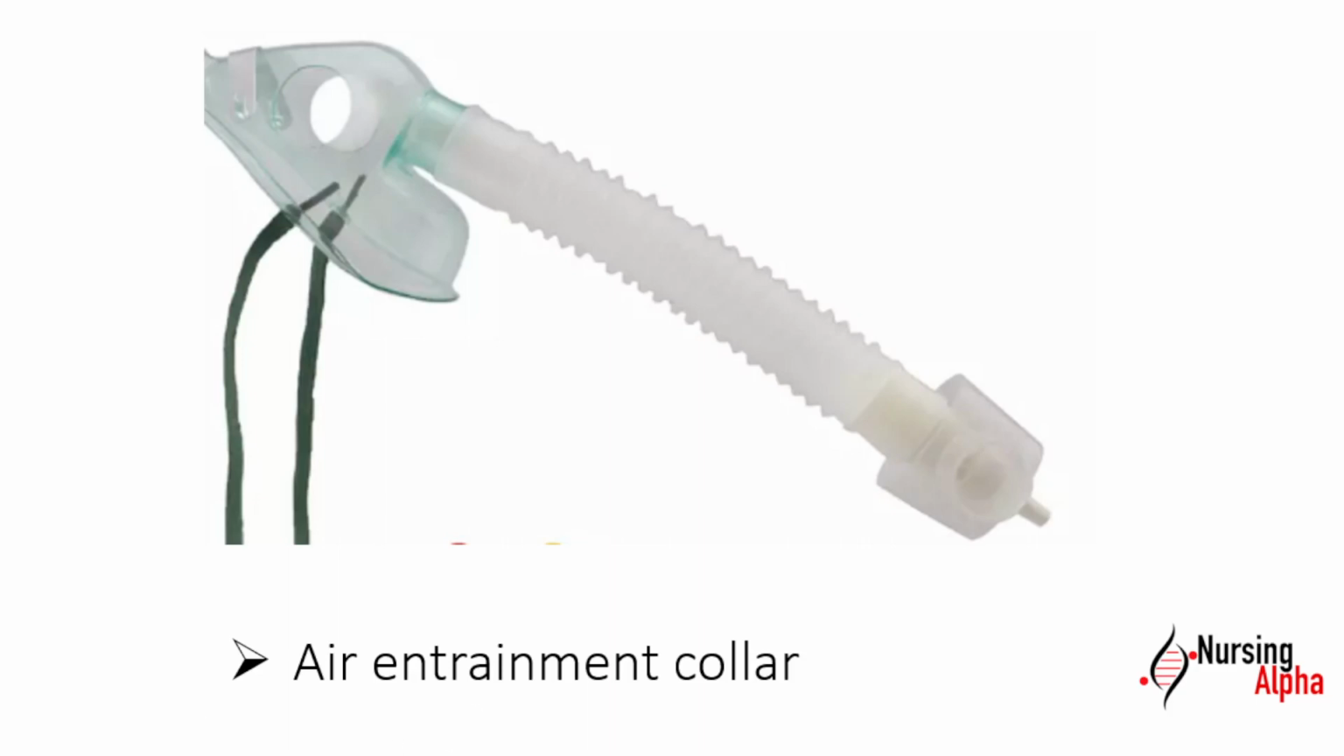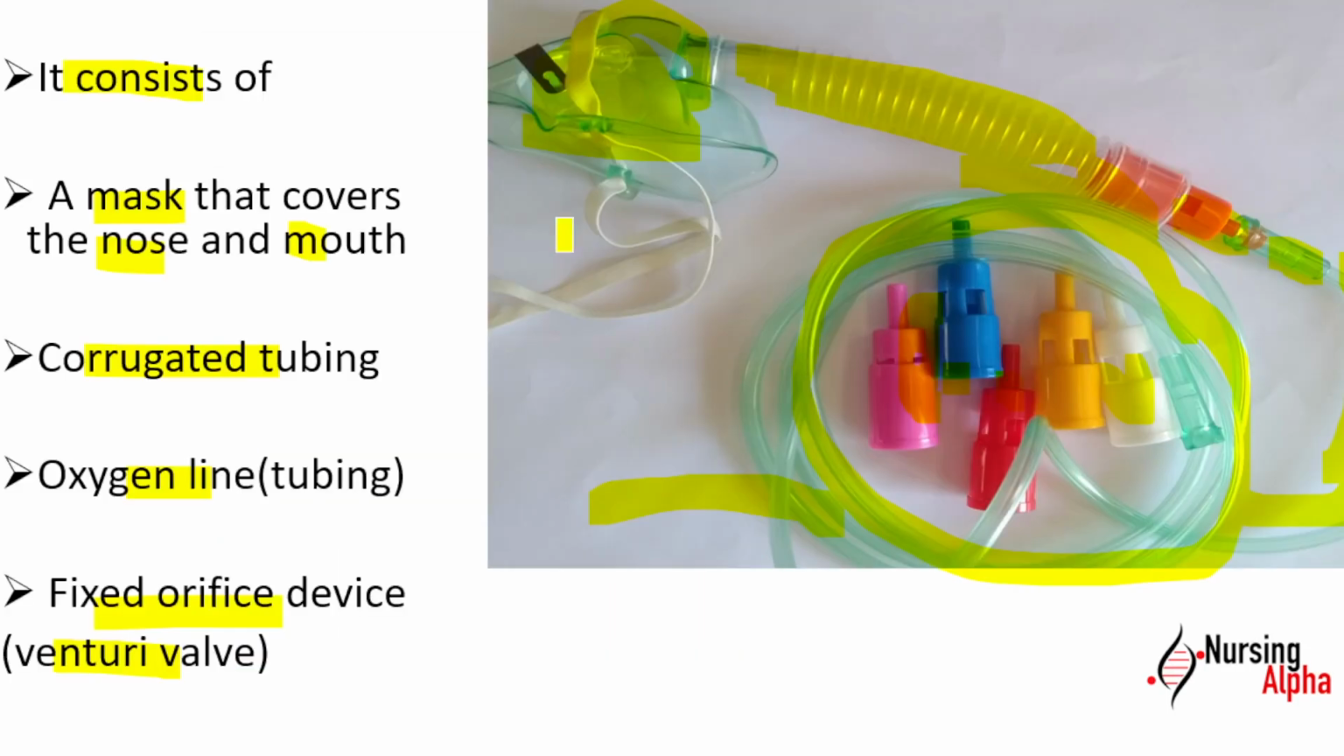The next part is also very important. It is known as the air entrainment collar. So this is the air entrainment collar. What is this? It is a type of plastic cap which covers the Venturi valve. Okay, so what does it do? Exactly, it covers the Venturi valve, which is very crucial.